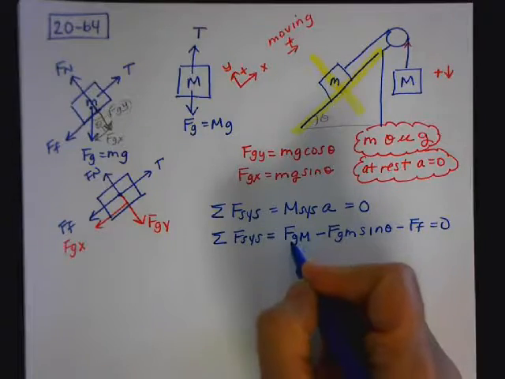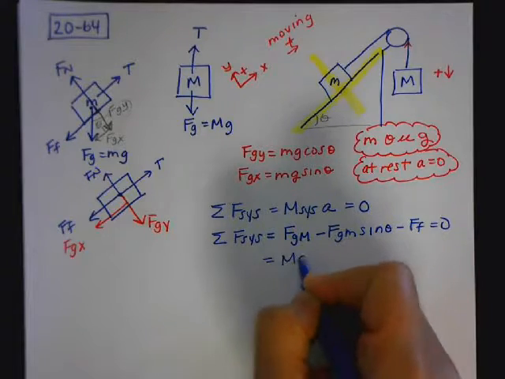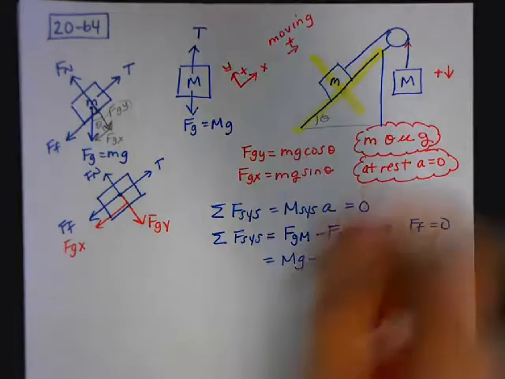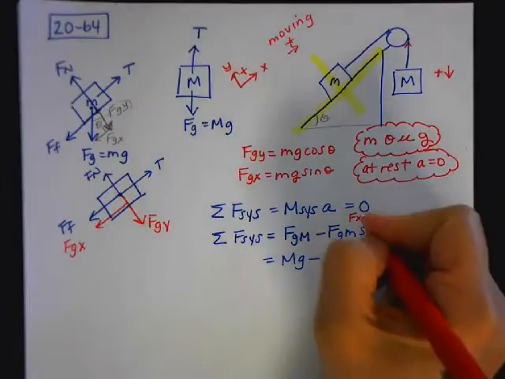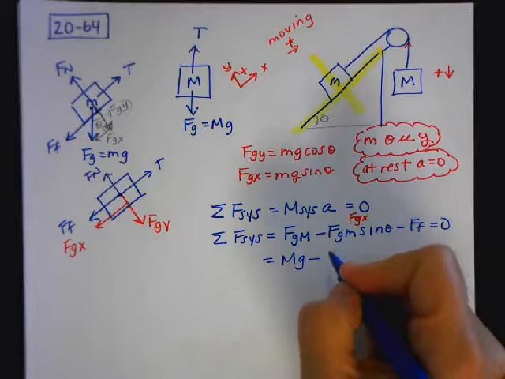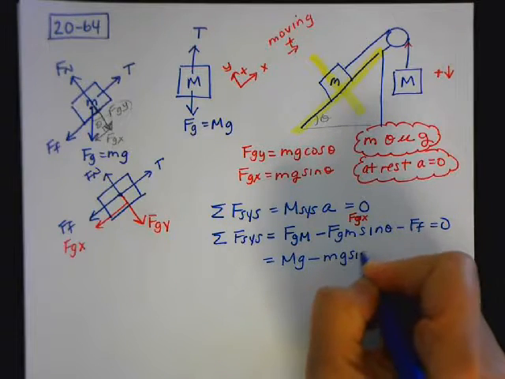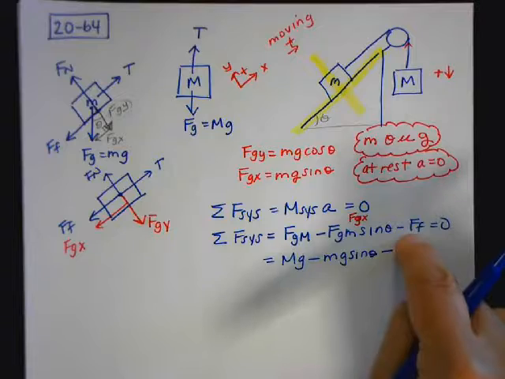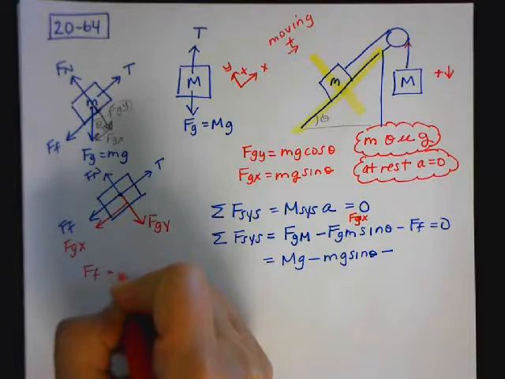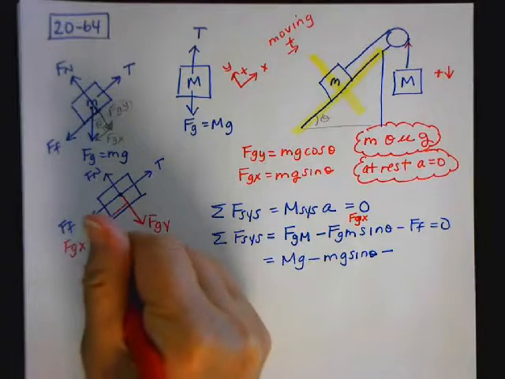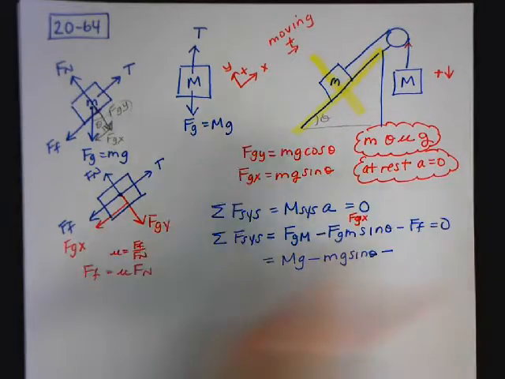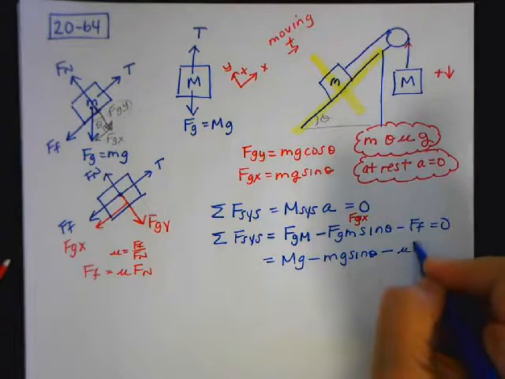So now this is going to be big mg. This, and I should have written what this was, FGX. So in case I skipped a step, that's FGX. And that's that. This is equal to little mg sine of theta minus f of f. Well, what is f of f? Well, I know that f of f is equal to mu times f of n. How do I know that? Because mu is equal to f of f over f of n. So now instead of f of f, I'm going to write mu times f of n.